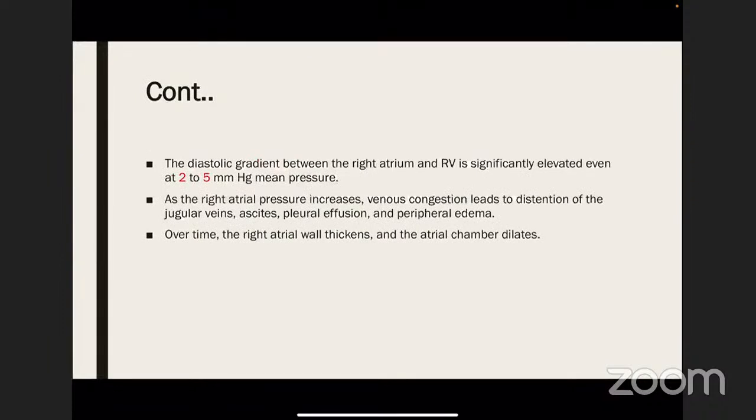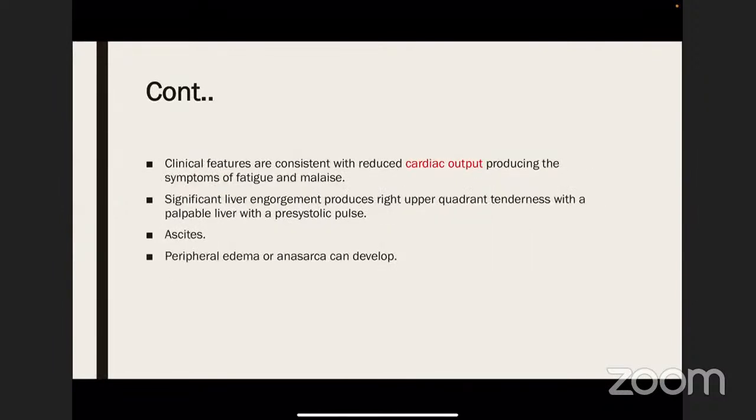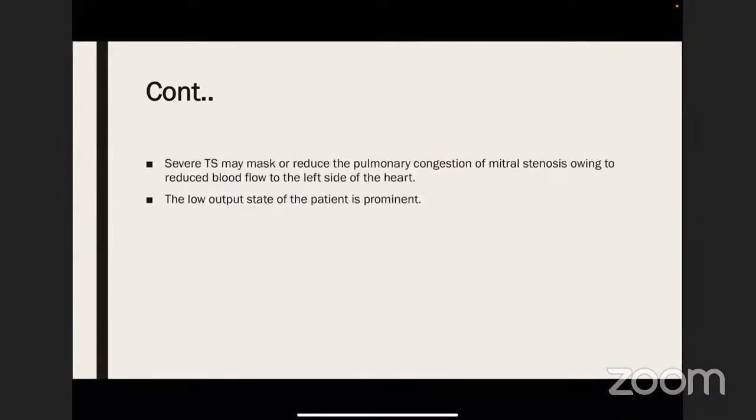The diastolic gradient between the right atrium and RV is significantly elevated, even 2 to 5 mmHg mean pressure. As the right atrial pressure increases, venous congestion leads to distension of the jugular vein, ascites, pleural effusion, and peripheral edema. Over time, the right atrial wall thickens and the atrial chamber dilates. Clinical features are consistent with reduced cardiac output, producing symptoms of fatigue and malaise. Significant liver engorgement produces right upper quadrant tenderness with a palpable liver with presystolic pulse, ascites, peripheral edema, and anasarca can develop.